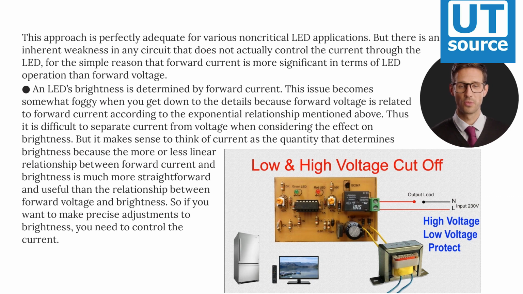This issue becomes somewhat foggy when you get down to the details because forward voltage is related to forward current according to the exponential relationship mentioned above. Thus, it is difficult to separate current from voltage when considering the effect on brightness. But it makes sense to think of current as the quantity that determines brightness because the more or less linear relationship between forward current and brightness is much more straightforward and useful than the relationship between forward voltage and brightness. So if you want to make precise adjustments to brightness, you need to control the current.